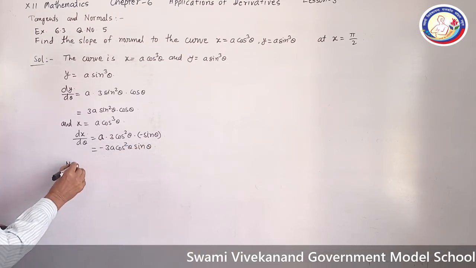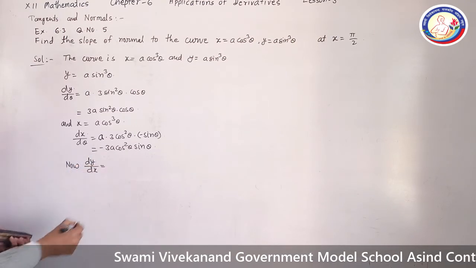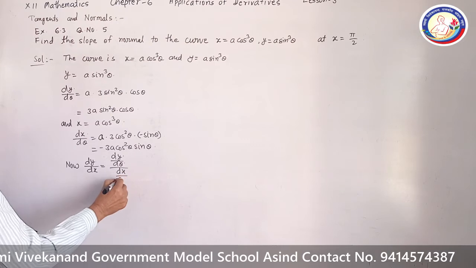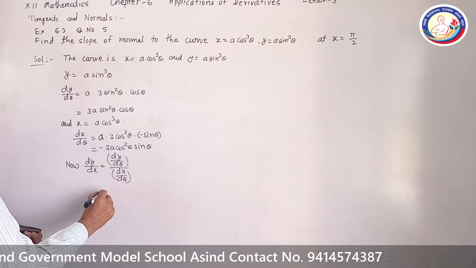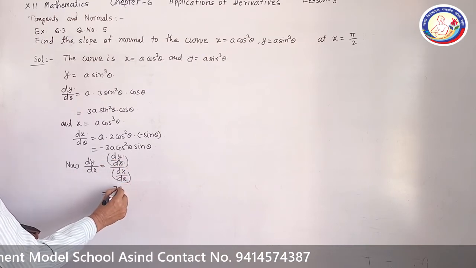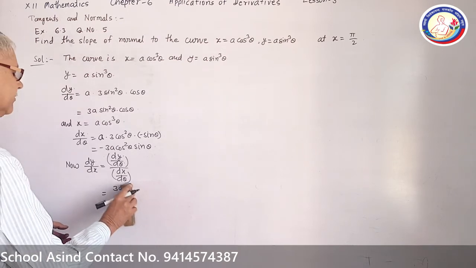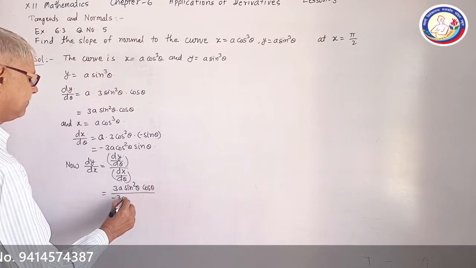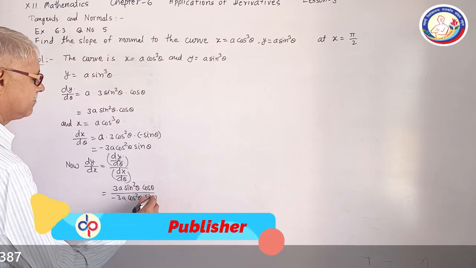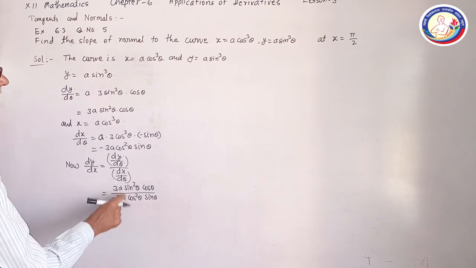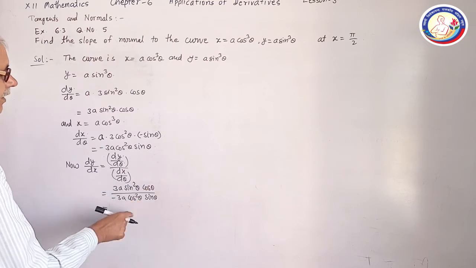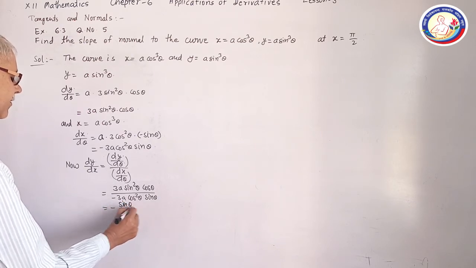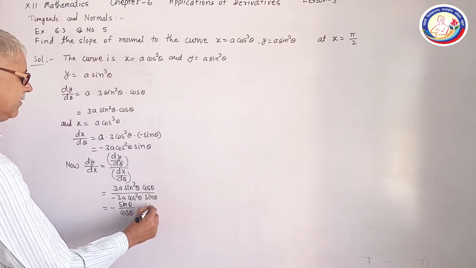Now the derivative of y with respect to x, we have to find it. dy by d theta divided by dx by d theta, and if we put the values here, this is 3a sin square theta cos theta divided by minus 3a cos square theta sin theta. 3 cancels with 3, a with a, a by a is 1, sin square theta and cos square theta, we are left with minus sin theta in the denominator and cos theta in the numerator. So it is minus tan theta.